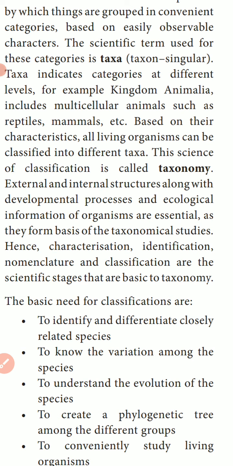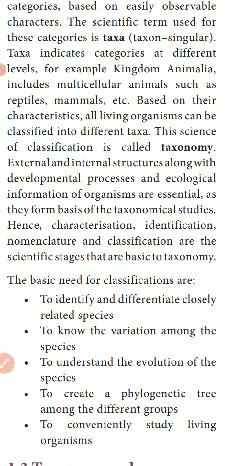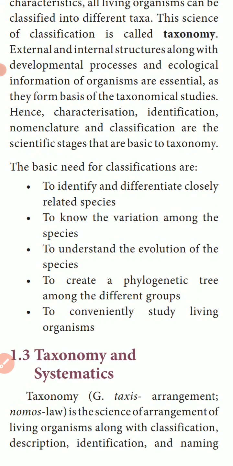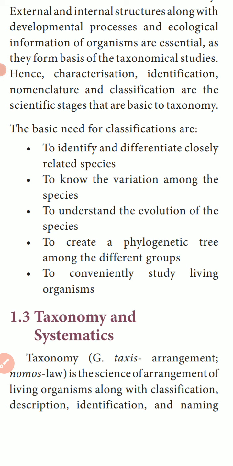Many scientists observe the external and internal structure, along with the development process and ecological information of organisms. These are essential as they form the basis for taxonomic studies. Here we are going to learn the basic need for classification. The basic need for classification is to identify and differentiate closely related species, and to know the variations among these species of particular organisms.